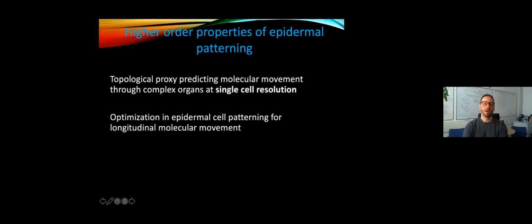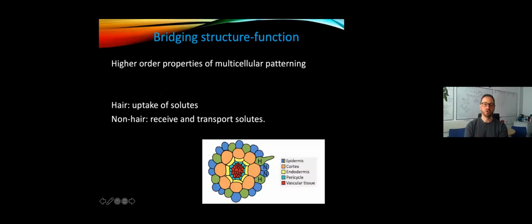It represents an optimization in epidermal cell patterning for longitudinal molecular movement, and the optimization is represented by the fact that they're lying upon more shortest paths. And finally, to talk about this bridging of structure and function, it also represents higher order properties of multicellular patterning. So the structure and function, I asked the question, why are there 2 cell types?